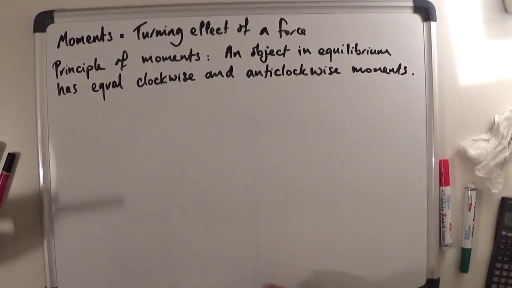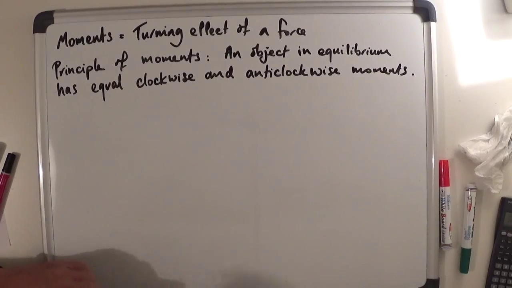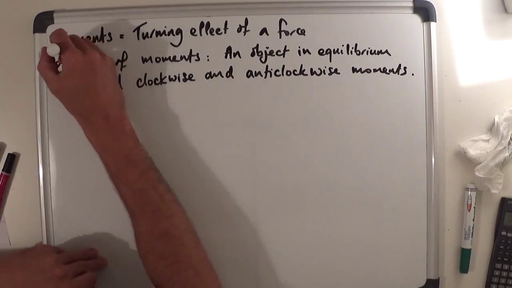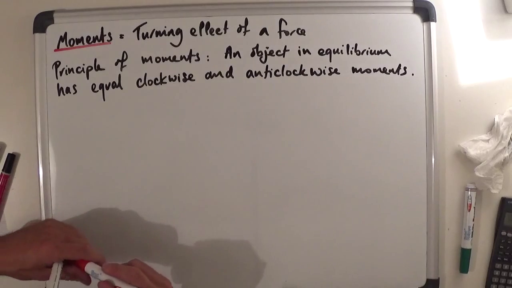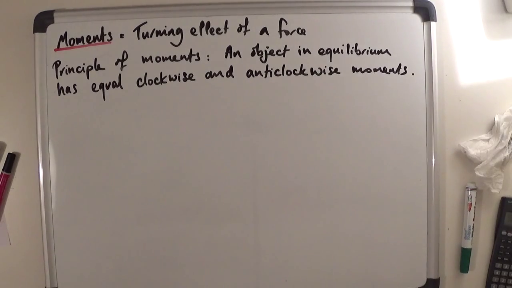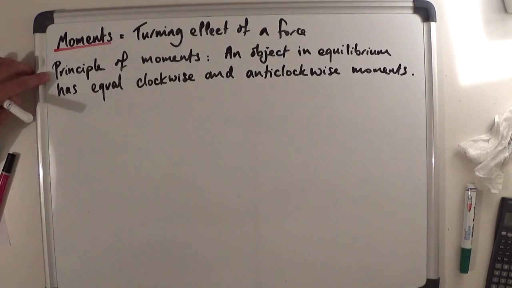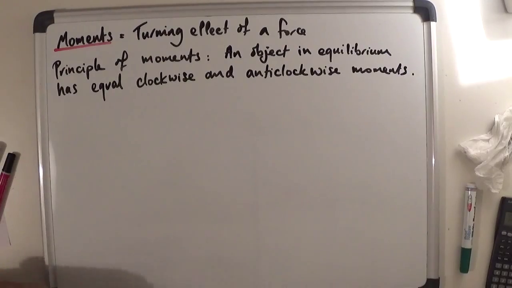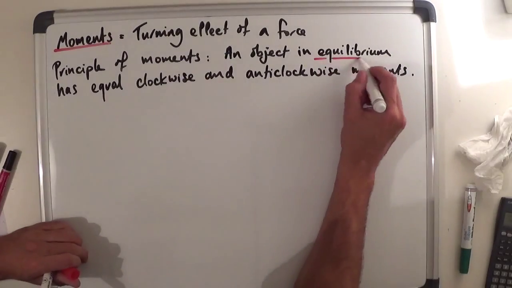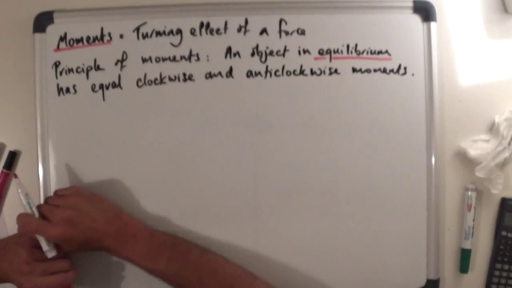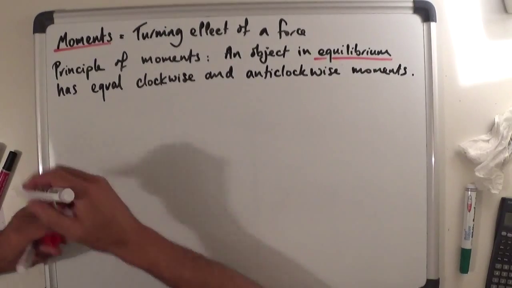Okay, this is the next video on statics and equilibrium, and we're talking about moments now. Basically, moment is the turning effect of a force, how much it has an effect of trying to turn something. And we may as well start straight in with this because we get to it in the end. The principle of moments: if an object's in equilibrium, this word keeps cropping up now, i.e. its balance, then it has equal clockwise and anti-clockwise moments.